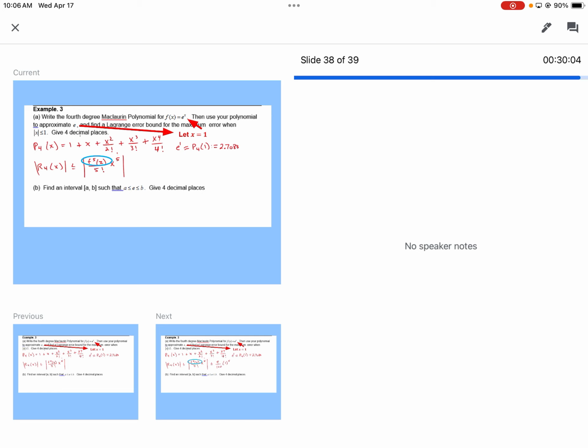My bad. All right, so there's an extra little piece of information in here that we haven't used yet. It says for the maximum error when what?